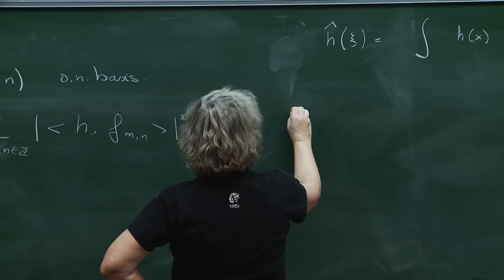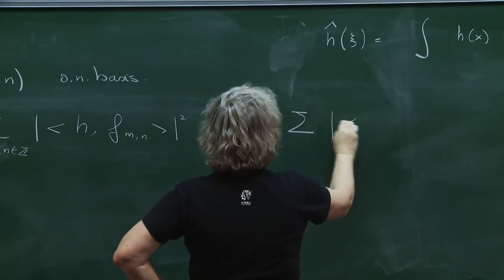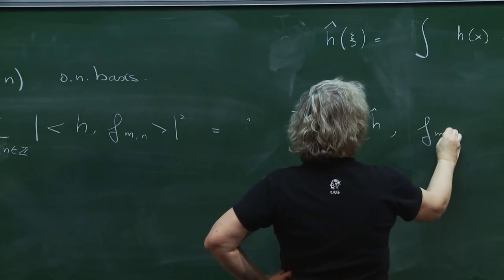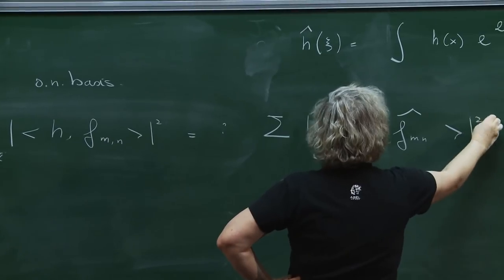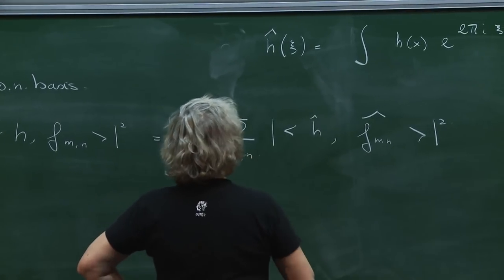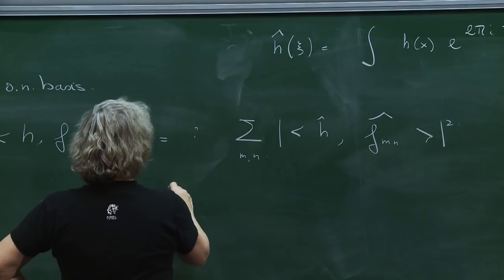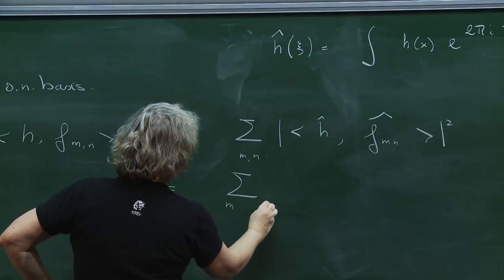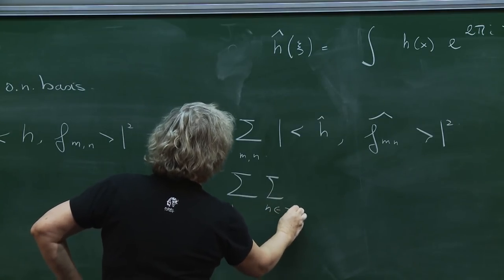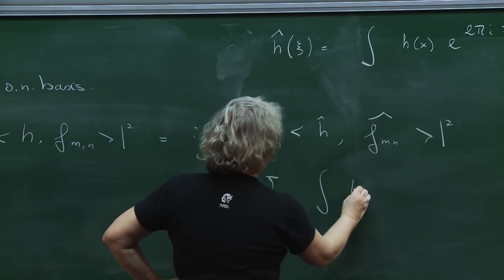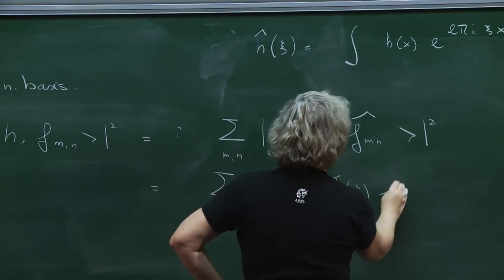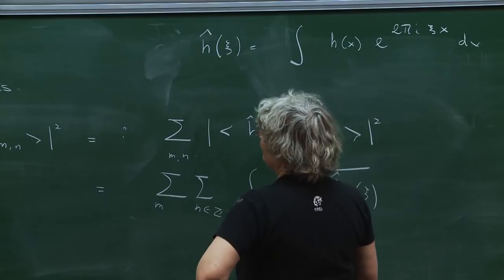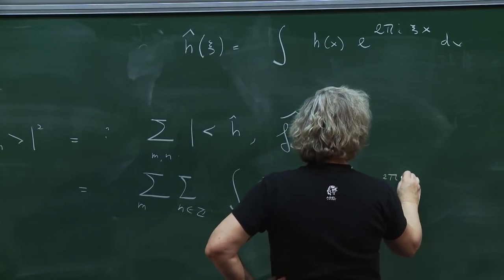But so I'm going to have, well, I don't know whether it's unitary, I'm not used to that one. And so I have the sum over m and then the sum over n in Z. And here I have h hat of xi, f hat m of xi conjugate, e to the 2 pi i n xi.